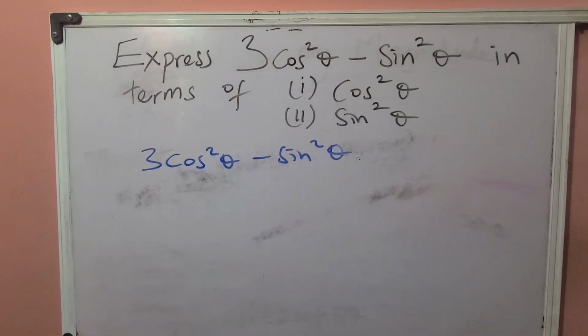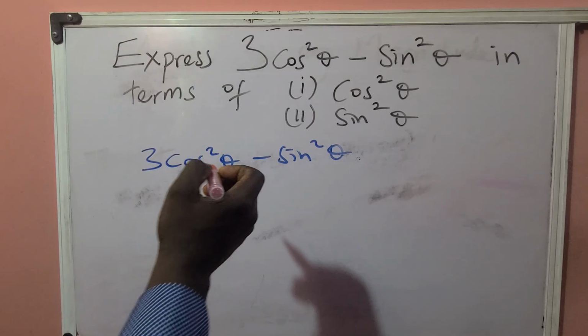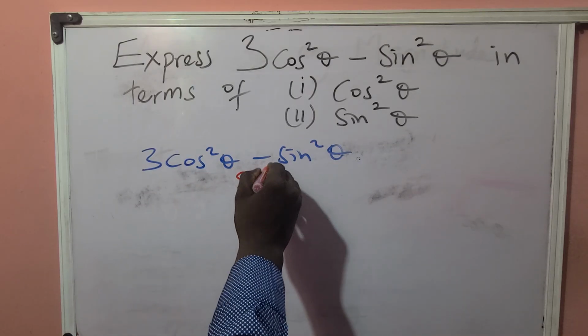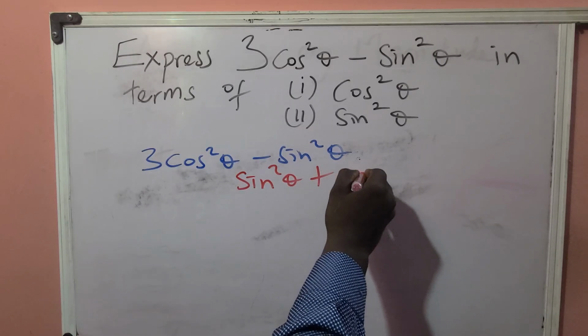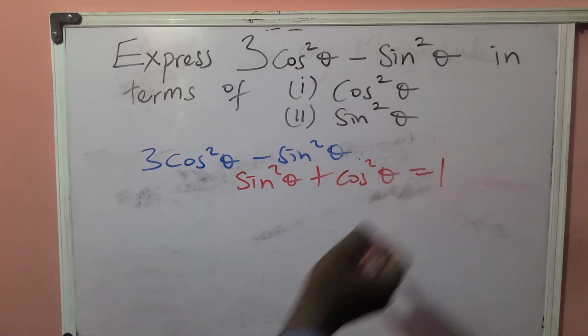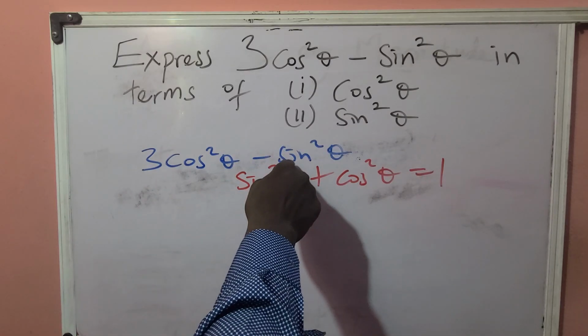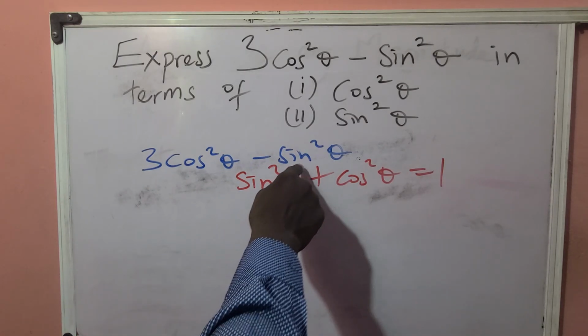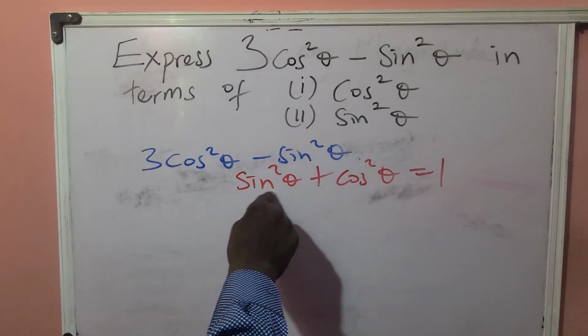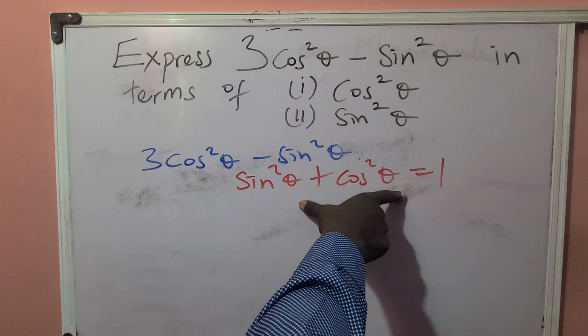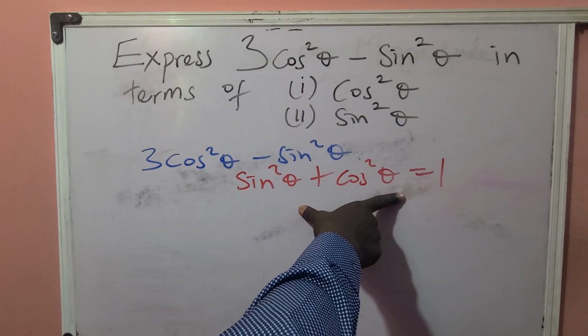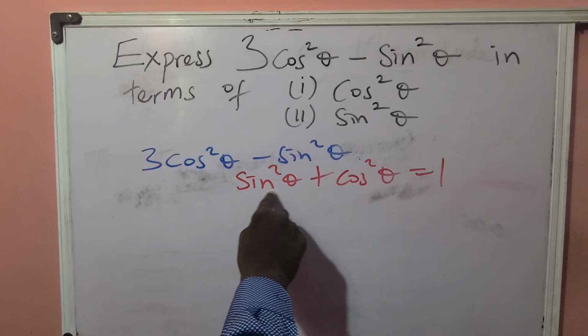So what I have to do is go back to my trig identity, and if you can recollect, there's a trig identity that told us that sine squared theta plus cos squared theta equals 1. So from here, this is where my solution will come from. I can see that I can get a formula for sine squared theta from here that would have only cos squared theta.